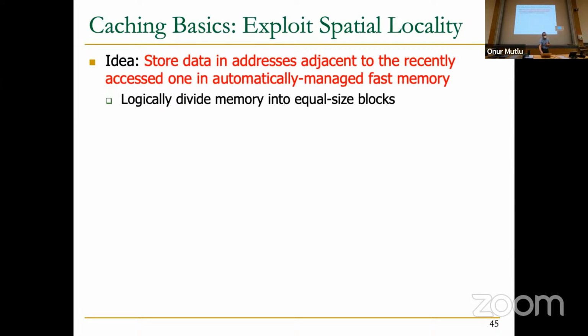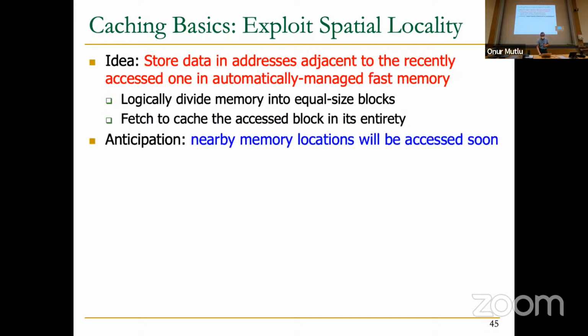So basically, you're logically dividing the memory into equal sized blocks, fetching to cache the accessed block in its entirety, where the block is bigger than the data that's requested by the processor. As I said, the anticipation is that these nearby memory locations will be accessed soon. Okay? So in a sense, we're doing some kind of prediction in both, right? Temporal locality says we're going to access this particular memory location again. And spatial locality says the prediction is that we're going to access the surrounding locations soon.